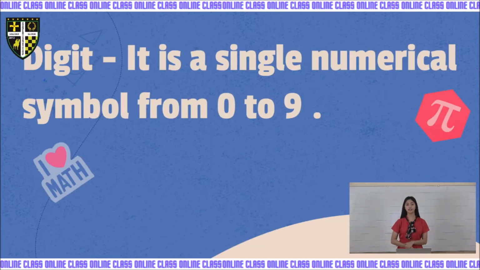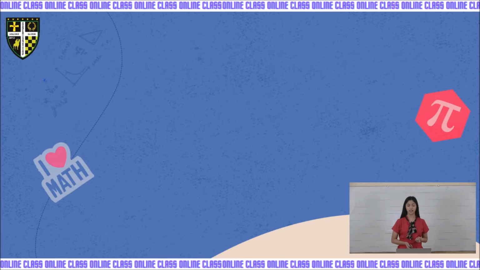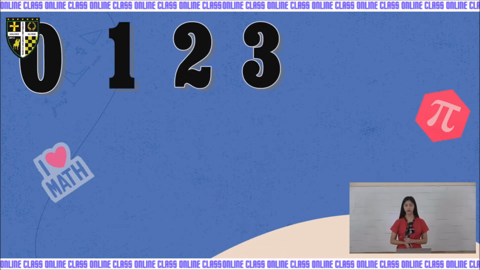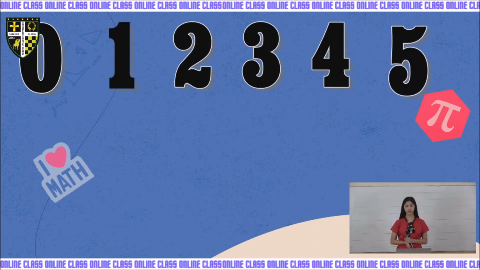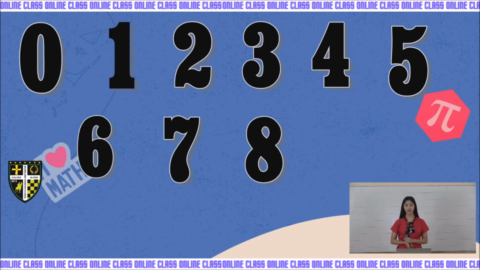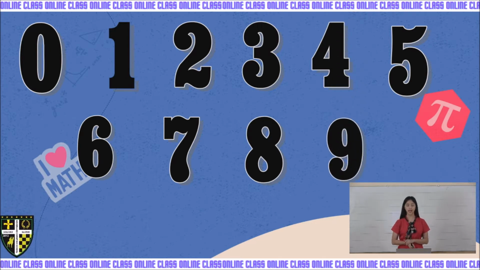When we say digit, it is a single numerical symbol from 0 to 9. When we say single, it means it is only 1. So, what are those digits? Starting from 0, 1, 2, 3, 4, 5, 6, 7, 8, and 9. Those 10 are what we call digits because they are only 1.